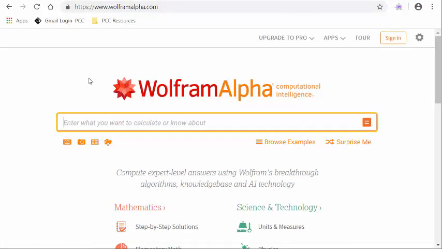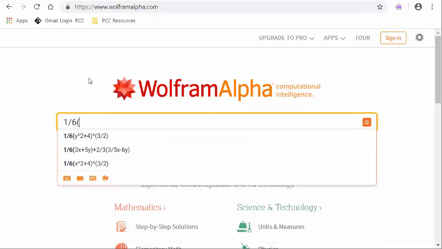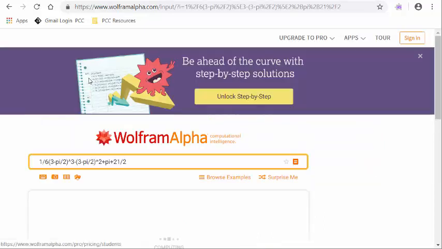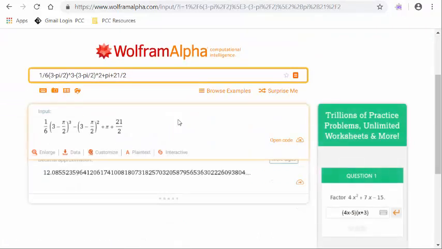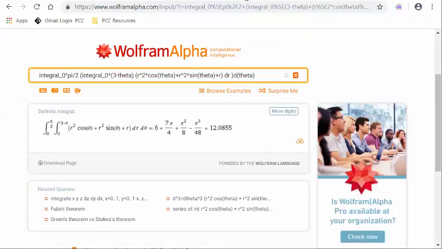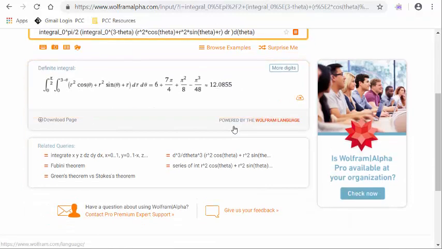And we've got 1 over 6 times (3 - π/2) to the third minus (3 - π/2) to the second plus π plus 21 over 2. Moment of truth, 12.0855. Oh, I'm crazy stoked. That means I didn't make any mistakes in there. That's kind of amazing. I very much make mistakes all the time.